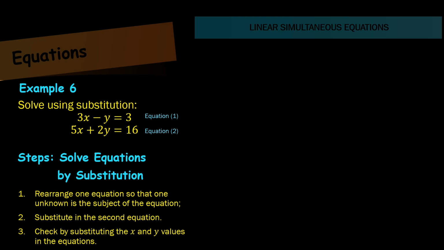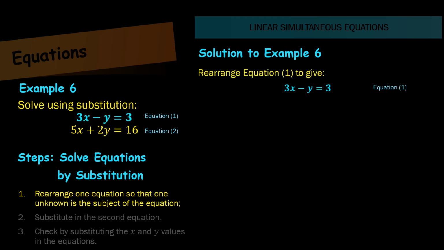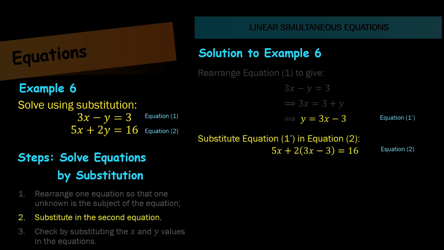So let's solve this example. We are going to make y the subject of the equation. So let's rearrange. First, we're going to make y positive, so we add y to both sides. Next, we subtract 3 so that y is isolated on one side. And now we substitute equation 1 dash in equation 2, as shown.